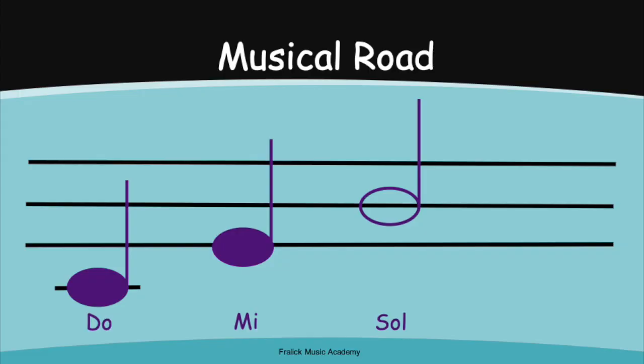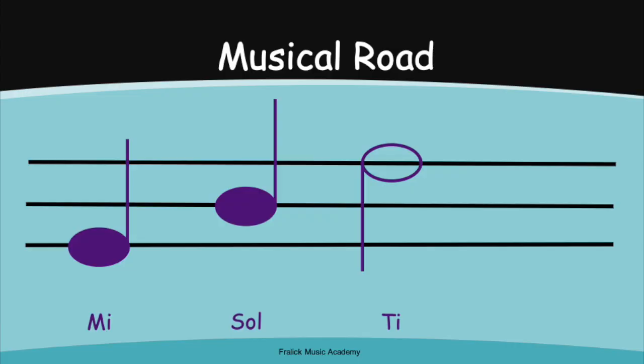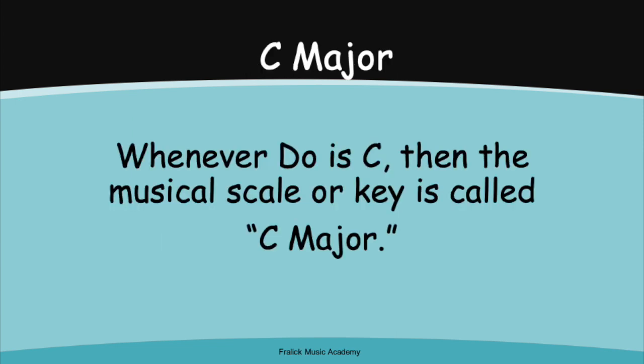Now let's try echoing some patterns using different combinations of all these notes that we've learned so far. Echo these triads after me. Do, mi, so. Re, fa, la. Mi, so. Now, whenever do is C, then the musical scale or key is called C major.